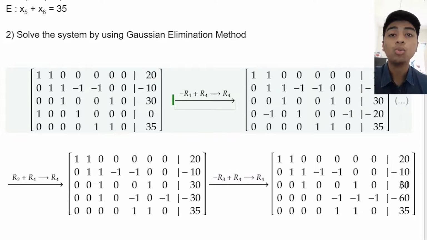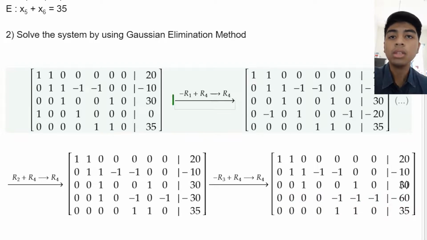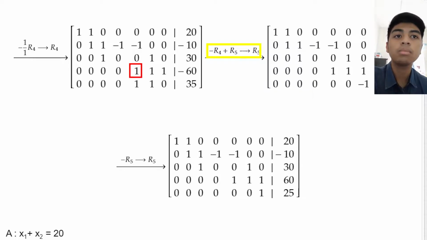Next, we will proceed with row 4. For row 4, the first non-zero entry is negative 1. So, we need to change it into positive 1. To do so, we use an elementary row operation. The formula is negative R4 placed into R4. After we get the leading one for row 4, we need to zero out everything under the leading one. To do so, we need to use an elementary row operation. We need to add negative R4 with R5 and place it into R5.